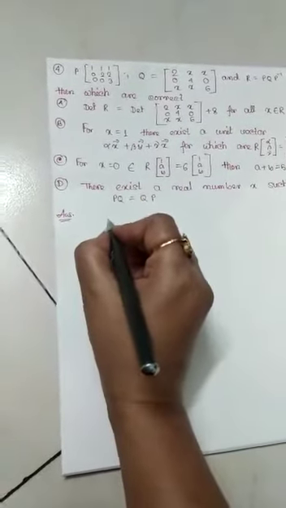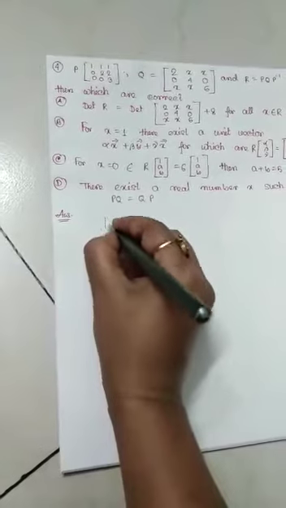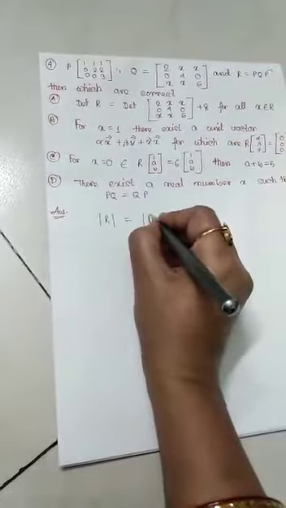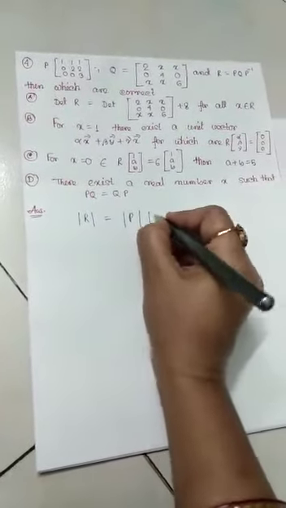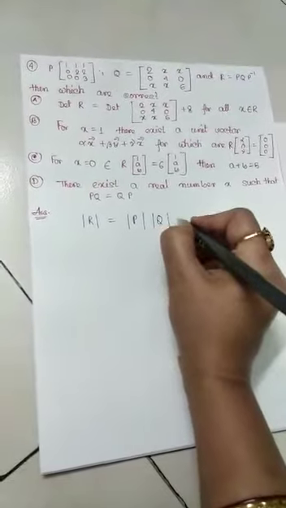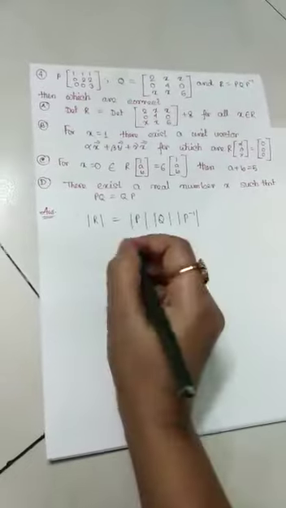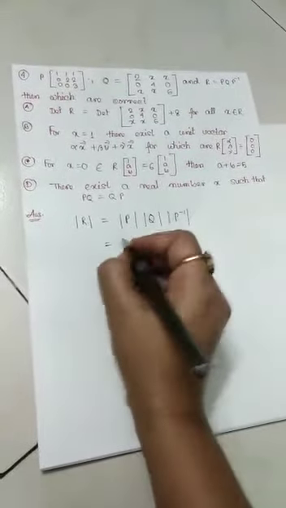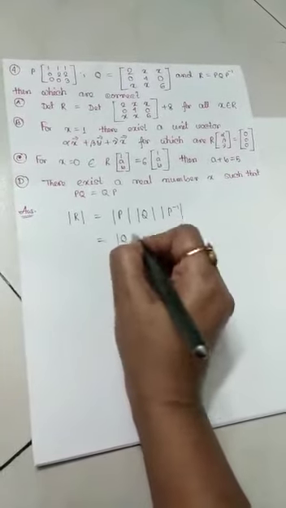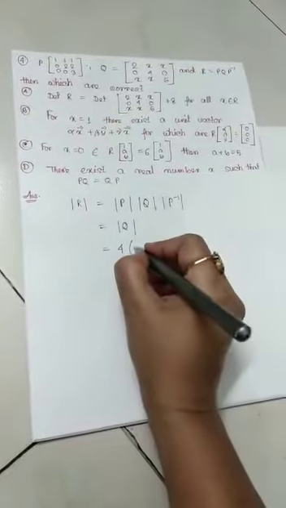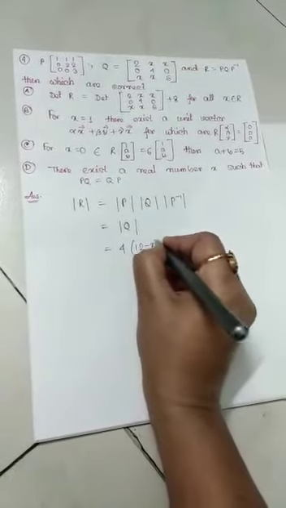At first we take the determinant of R, which is equal to determinant of P into determinant of Q into determinant of P inverse. That implies the determinant of R equals the determinant of Q, which is 4 into (12 minus x square).